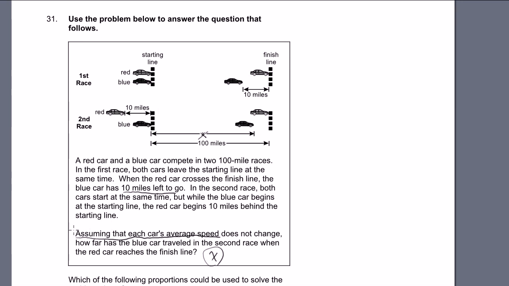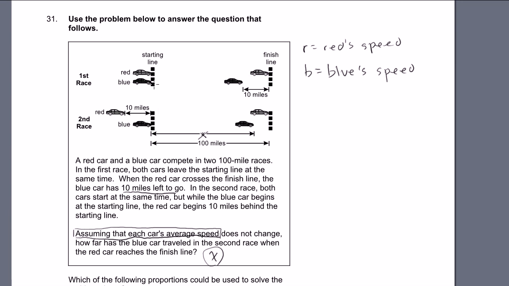Now, this statement right here, assuming that each car's average speed does not change, at least in my brain, is a big clue. It tells us that their average speed is the same from race to race. The red car is faster in either case. So let's say that r is equal to the red's speed, and let's say that b is equal to blue's speed.